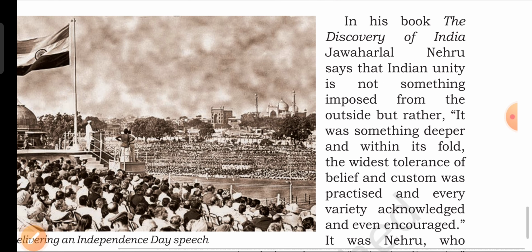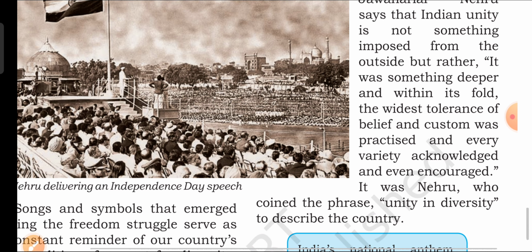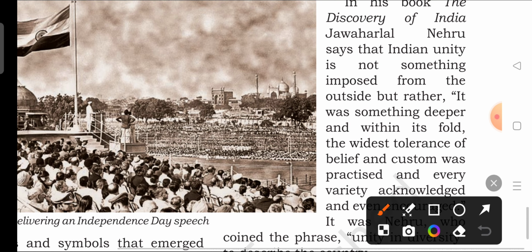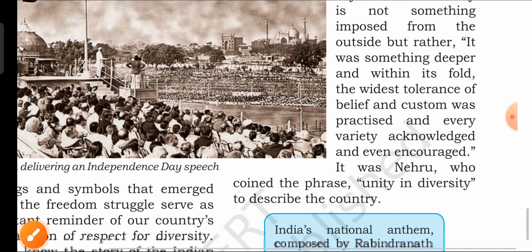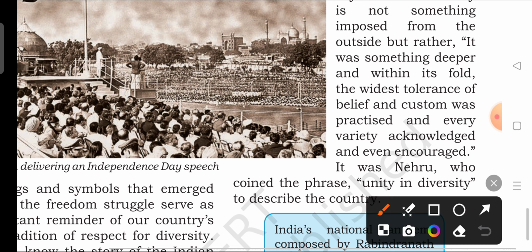Here in his book, his means Jawaharlal Nehru, in his book Discovery of India. Who was Jawaharlal Nehru? He was our first prime minister, isn't it? Independent prime minister of India. He says that Indian unity is not something imposed from the outside, but rather something deeper and within its fold. The widest tolerance of the beliefs and customs was practiced in every variety, acknowledged and even encouraged. It was Nehru who coined the phrase unity in diversity to describe the country.